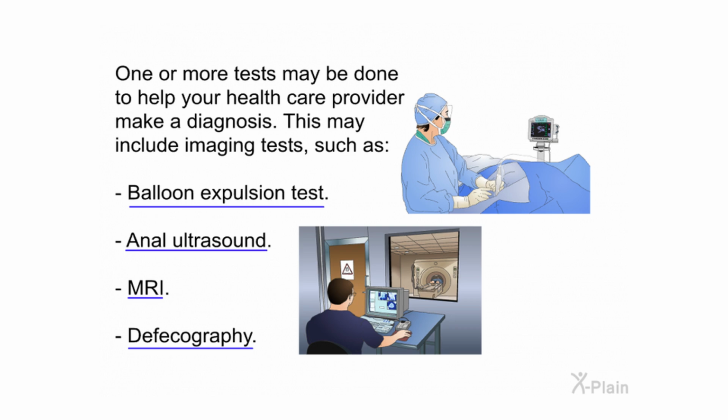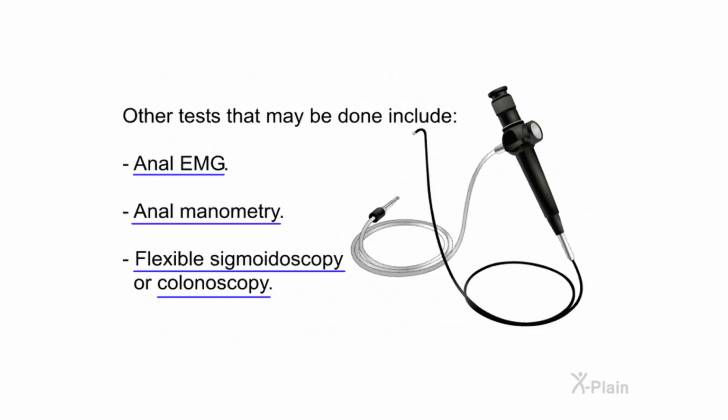One or more tests may be done to help your healthcare provider make a diagnosis. This may include imaging tests such as balloon expulsion test, anal ultrasound, MRI, defecography. Other tests that may be done include anal EMG, anal manometry, flexible sigmoidoscopy or colonoscopy.